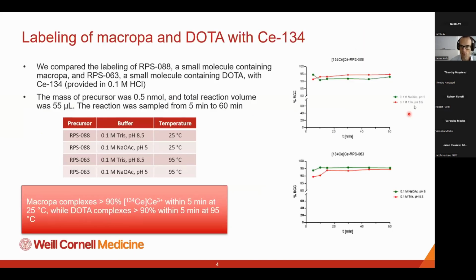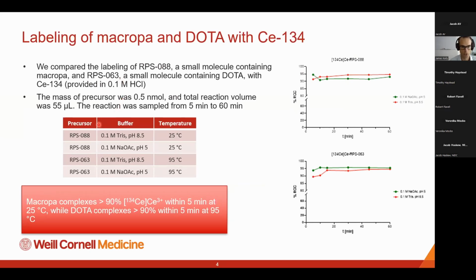So we did some initial radiolabeling studies here where we were comparing the labeling of a macropa PSMA ligand, which in our nomenclature is RPS-088, and a DOTA ligand, which is RPS-063. These are otherwise structurally identical. And just looking at conditions for labeling with Cerium-134.